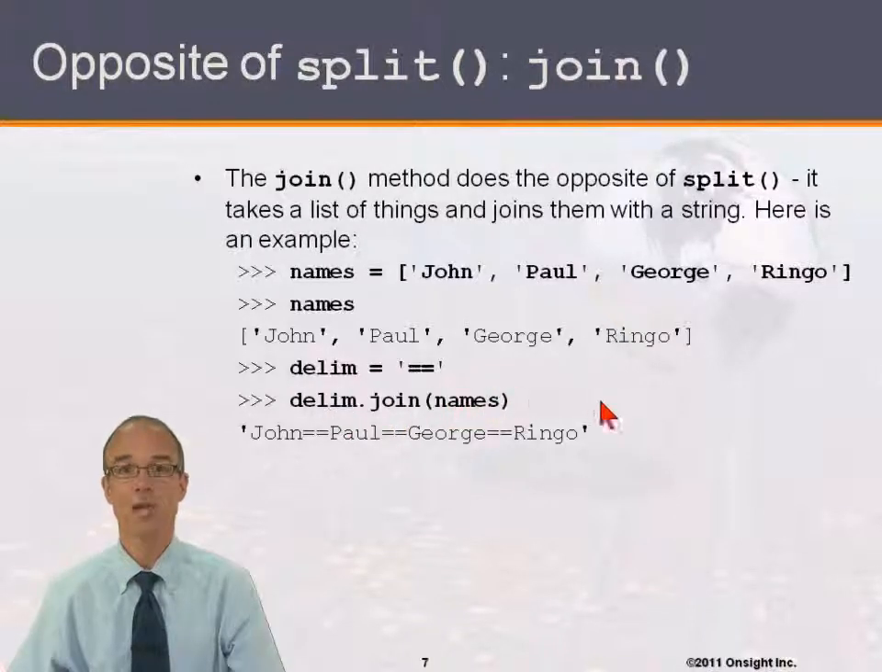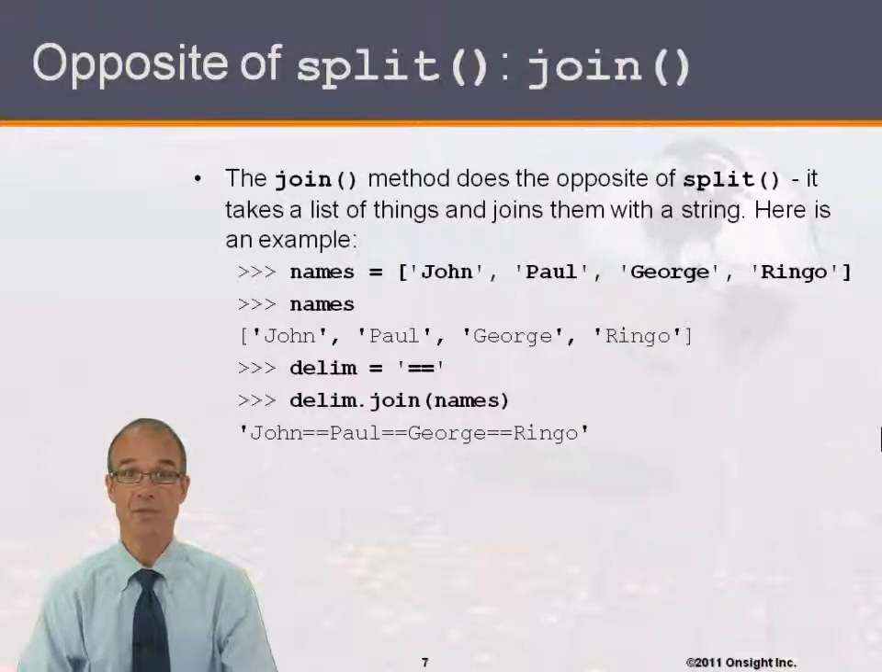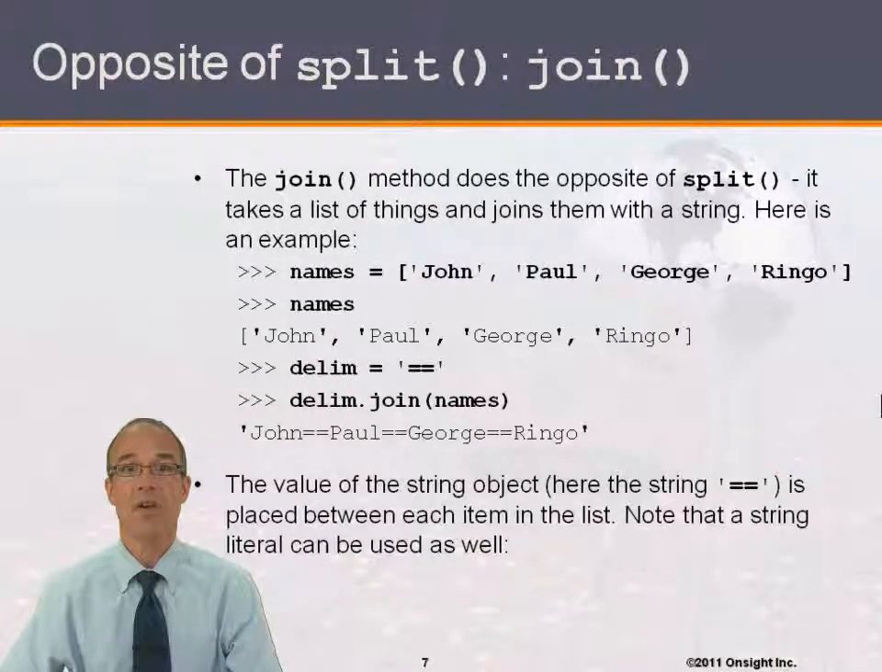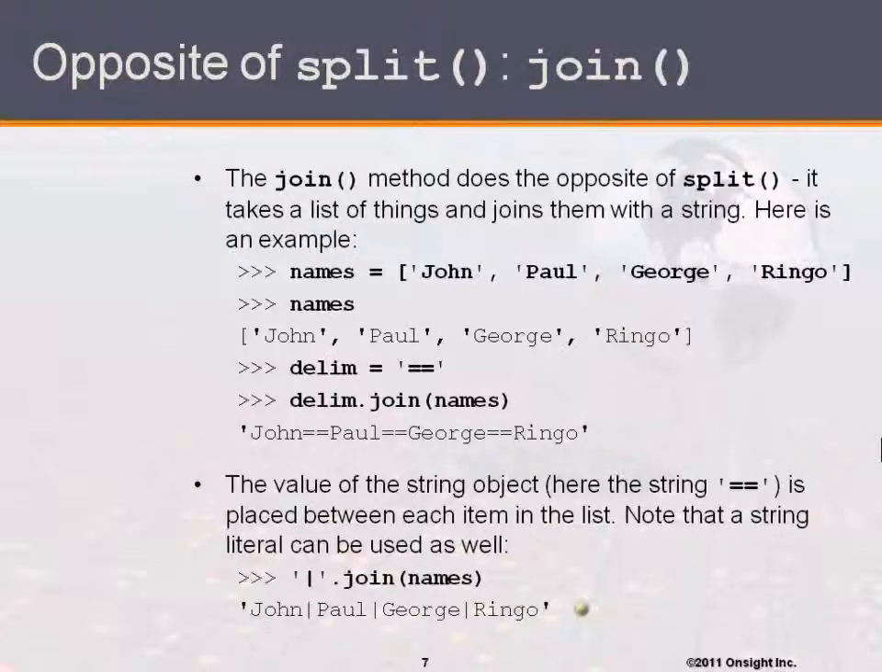So this will take a list, names, and produce a string with the items of the list separated by that delimiter, double equals. So I would see John double equals, Paul double equals, George double equals, Ringo. So split takes a string and produces a list. Join takes a list and produces a string. The value of that string here, the double equals, is placed between the items.